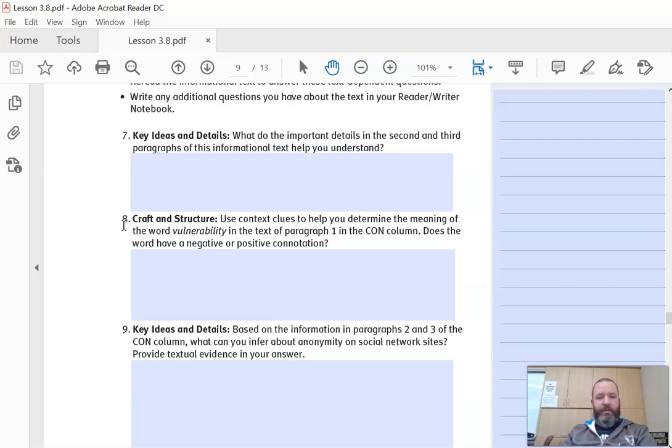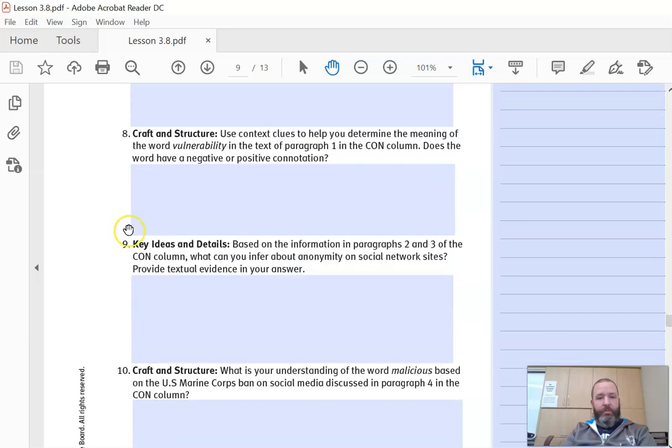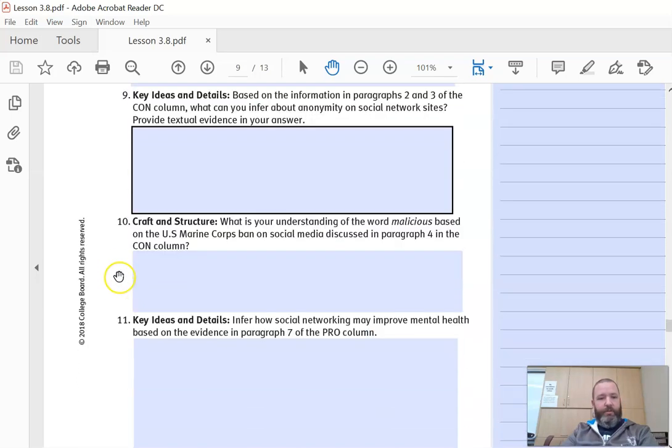Does the word have a negative or positive connotation? Okay, remember, connotation is like the feeling that the word has. So does it have a positive or negative feeling behind that word, and why? Number 9, based on the information in paragraphs 2 and 3 of the con column, what can you infer about anonymity, that means being anonymous, on social networking sites? Provide textual evidence in your answer. So are you anonymous or are you not anonymous on social networking sites, and provide textual evidence for that one.